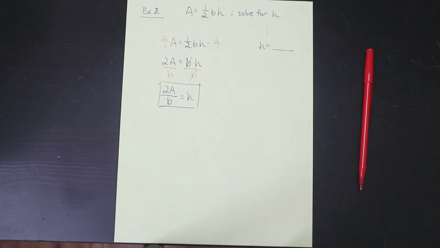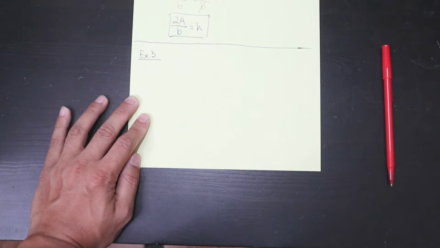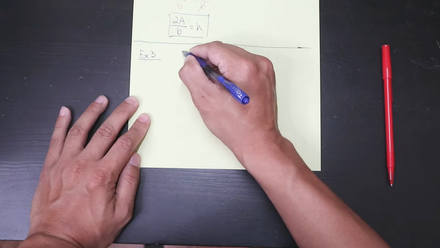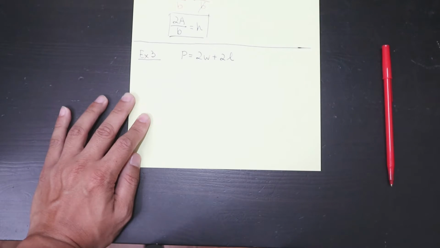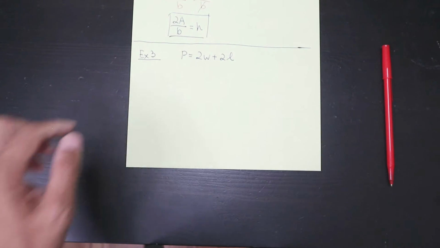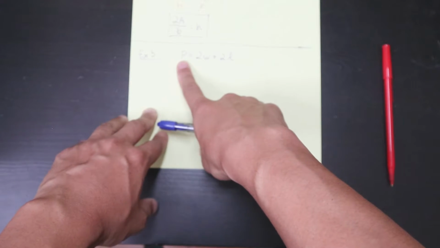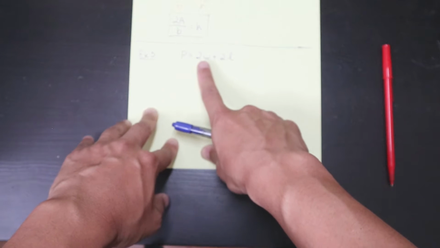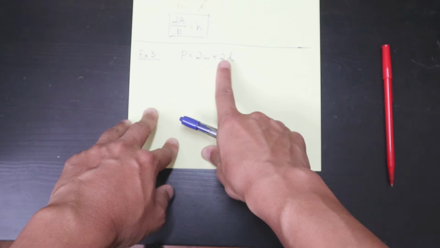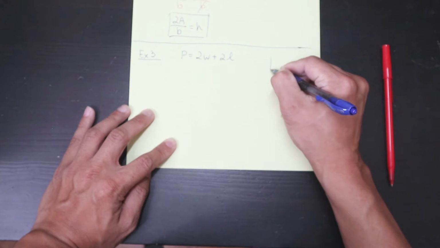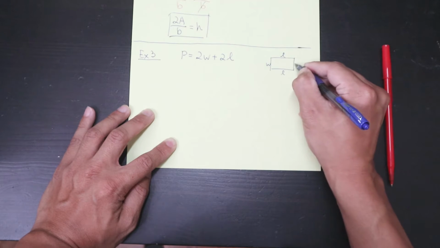Okay, that's example 2. In example 3, we're going to take a look at one more formula, which is also dealing with shapes. In the past, you learned this formula. P is equal to 2 times W plus 2 times L. Do you recognize this formula? Yes, this is a formula to find the perimeter of a rectangle. And it tells you that the perimeter of a rectangle is equal to 2 times the width plus 2 times the length. Because in a rectangle, there are 2 sides that are length and 2 sides that are width.